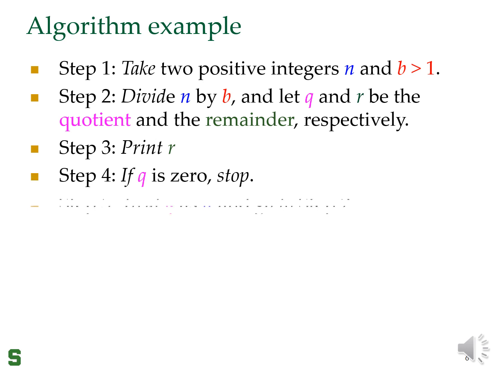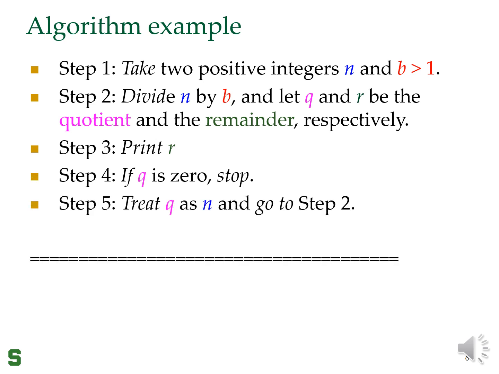So we're going to write this in a slightly more formal way, and we are going to try this for two specific numbers, say n is equal to 13 and b is equal to 2. Your job is to figure out what happens, what gets printed, and identify what the output is going to be.